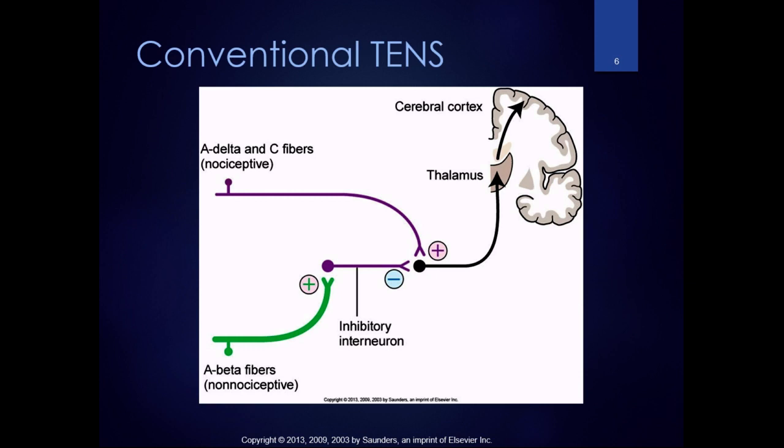the spinal cord. The A beta fibers are coming in, the non-nociceptive fibers, and that inhibitory neuron is bridging the two and inhibiting those A delta and C messages to get up to the thalamus, which is our area of conscious awareness. Things don't consciously get to the cerebral cortex unless they go through the thalamus first.